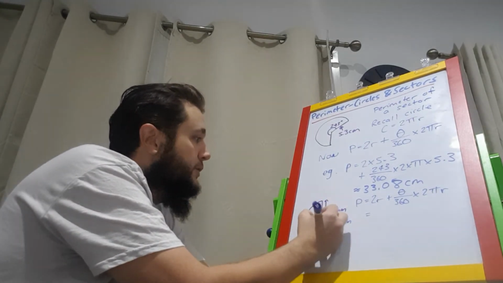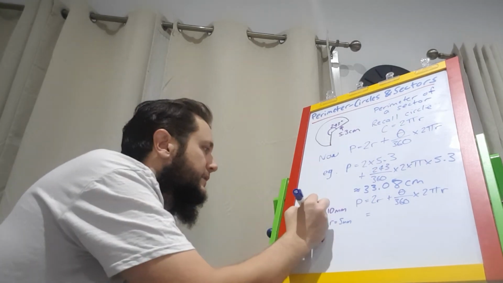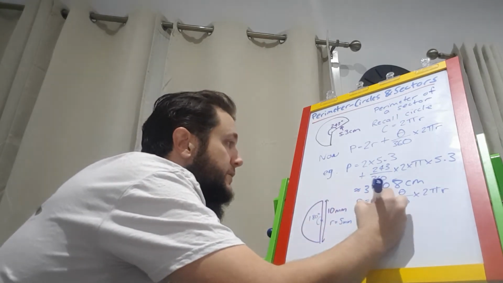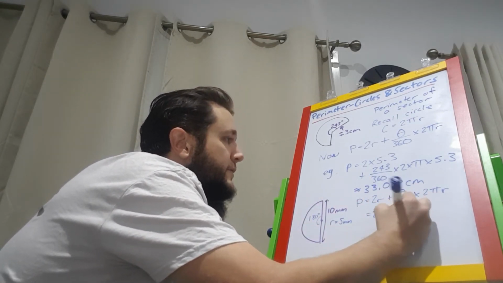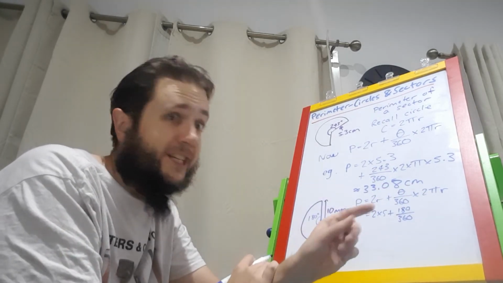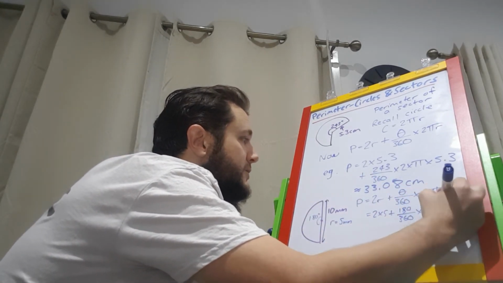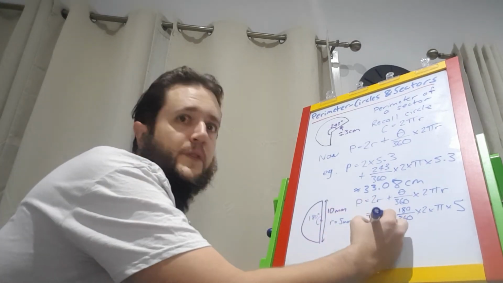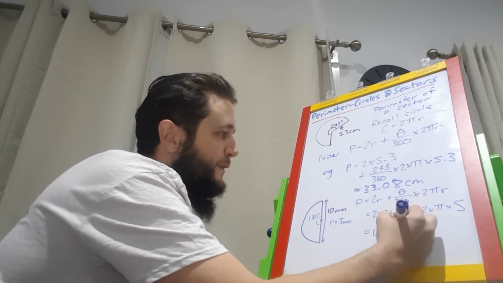And if it's half a circle, what's the angle in there? 180, right? So that's 180 degrees. You need to be able to pick that up. So 2 times 5 plus 180 over 360, which is the same as a half, and I am going to change that to a half in a moment, times 2 times pi times the radius of 5. Let's clean that up a bit. 2 times 5 is simply 10. That is just a half.